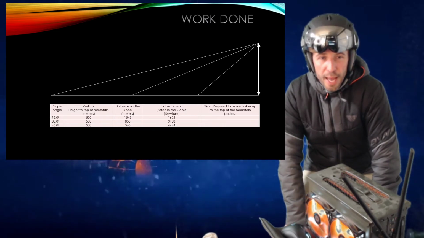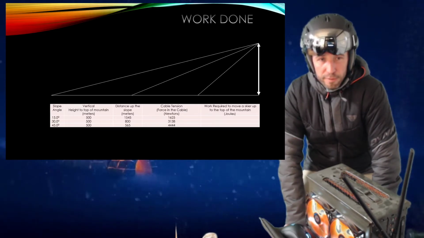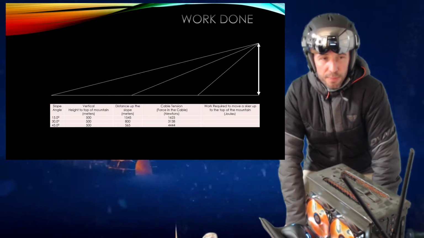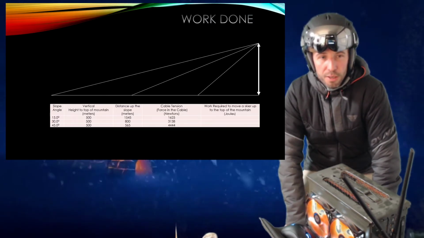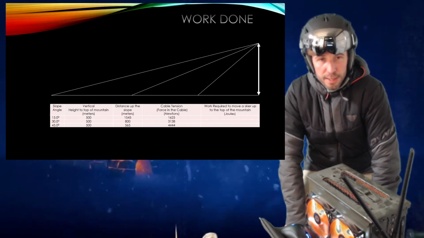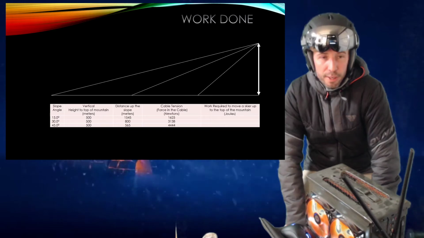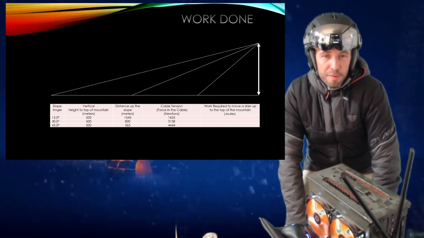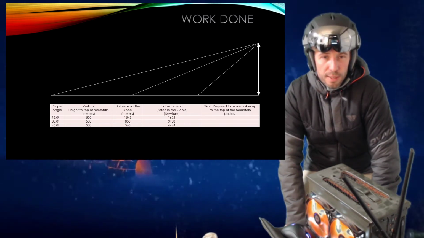So if we have less cable tension, less force, which we just previously identified, but we do it across a longer distance, versus if we have a really high cable tension, like in the steep example, but we do it over a very short distance, how does that affect the energy required to move the skier up to the top of the mountain?